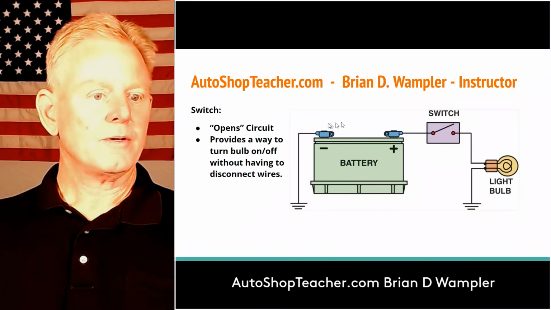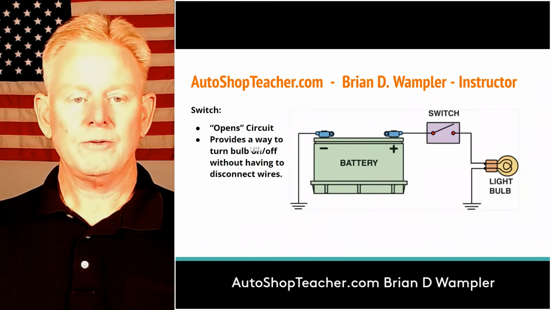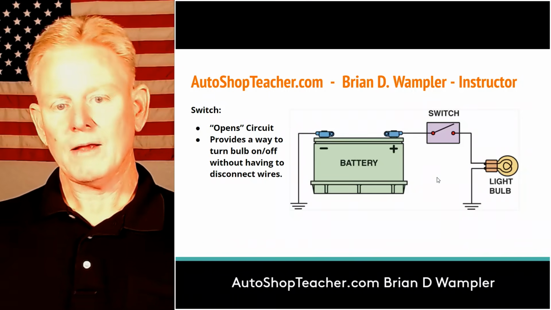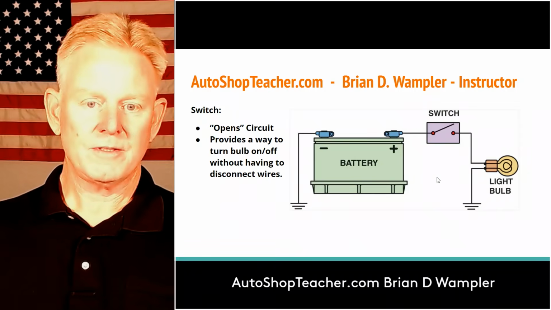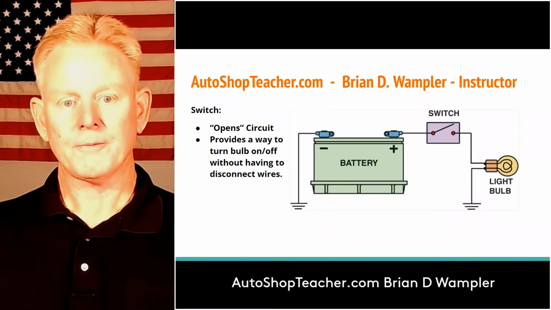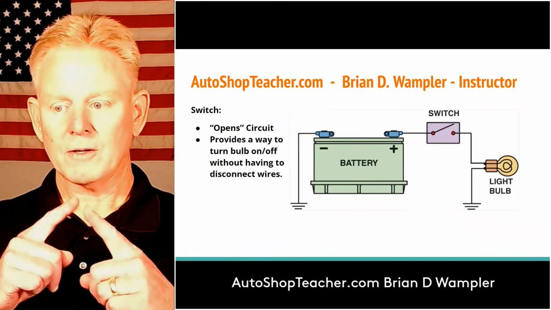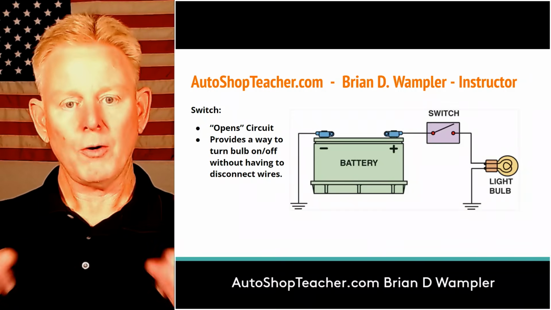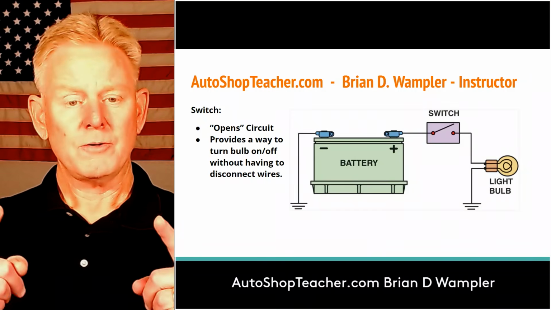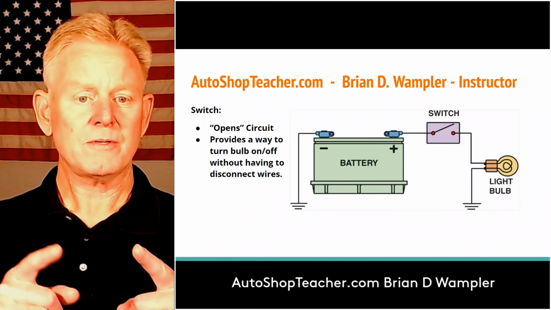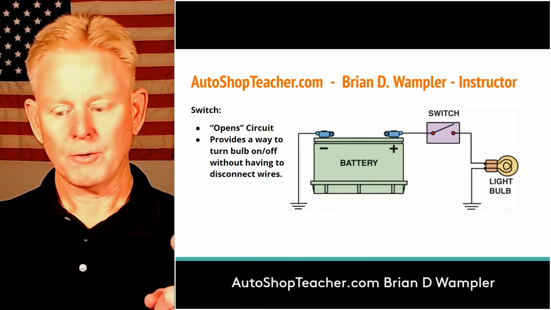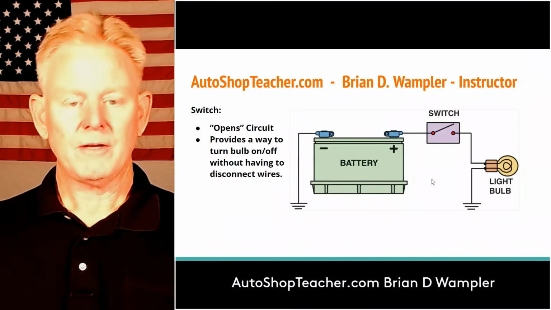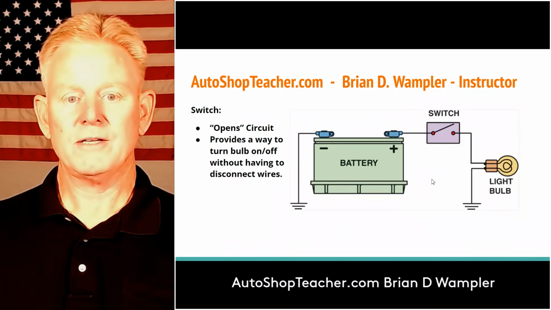Intentionally using a switch to create an open circuit gives us a way to turn that light bulb on and off without having to disconnect the wires or take the bulb out. Picture a switch being closed: when that switch is closed, it provides a complete path, and when it opens, there is no path for the current from the source to flow through to the bulb, so that's an open circuit. A switch essentially gives us a way to intentionally create an open circuit so that we can turn devices on and off.